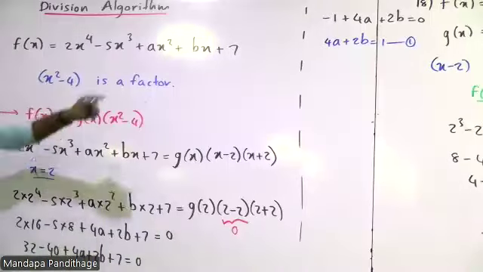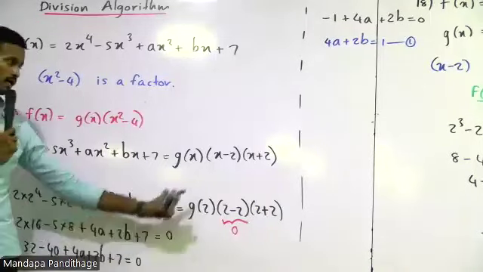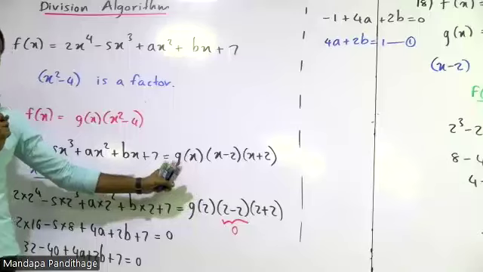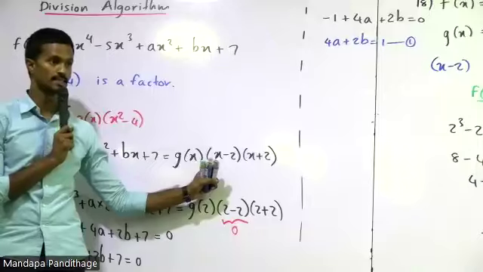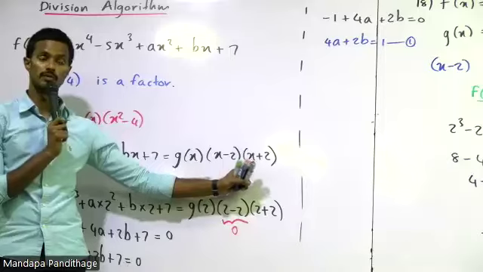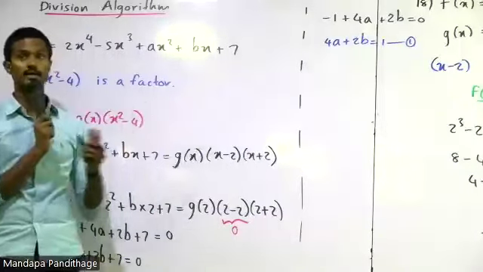Okay, I got one. You have two unknown terms, so you want another simultaneous equation. How can you get another one? Again, you have to take out g(x). I can make this 0 by substituting x equals minus 2. Okay, do this and find a and b.